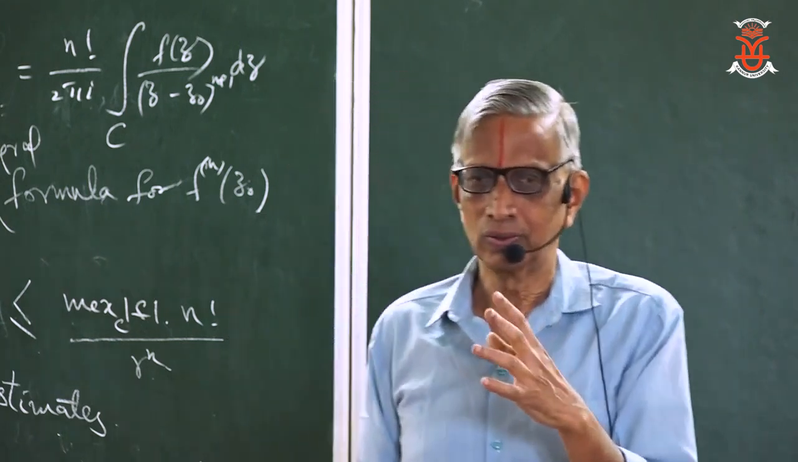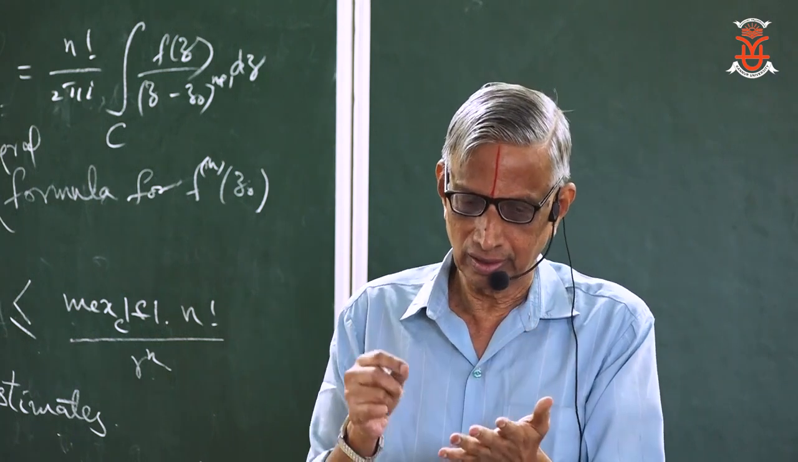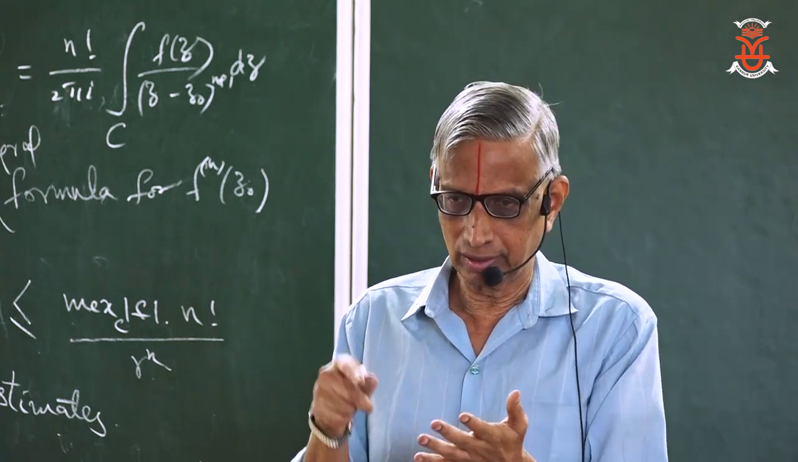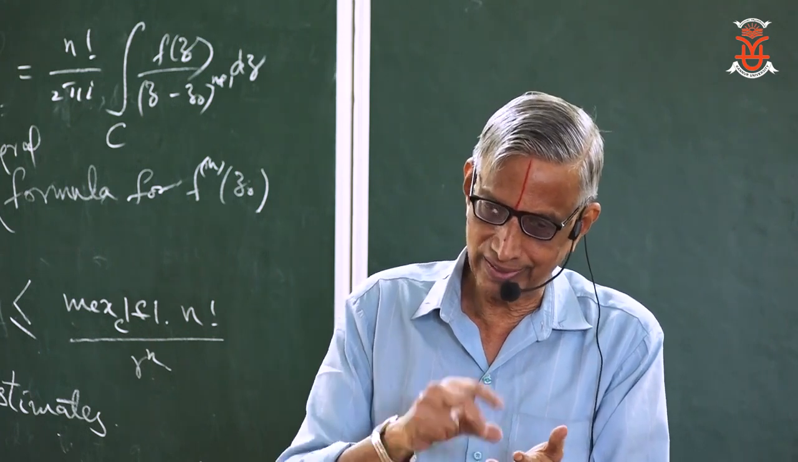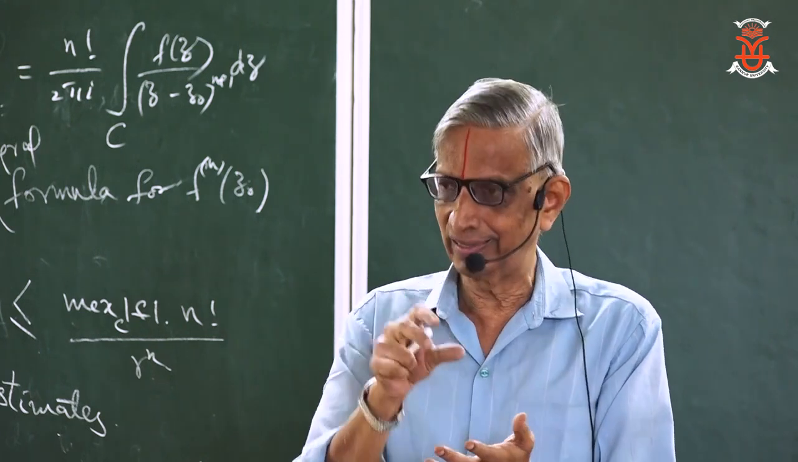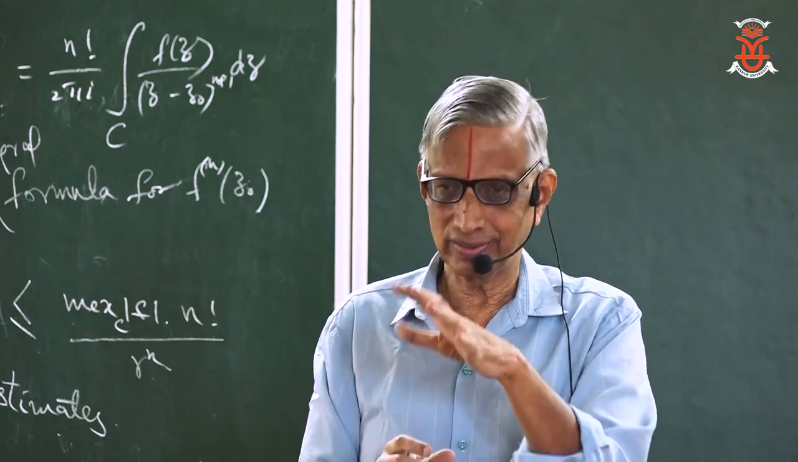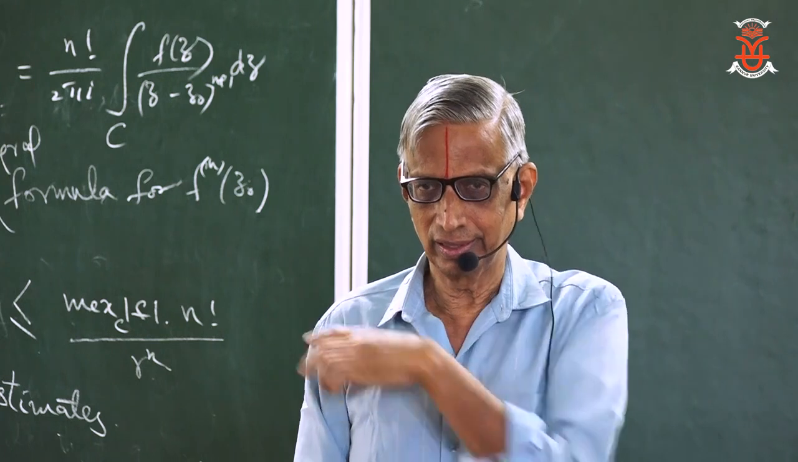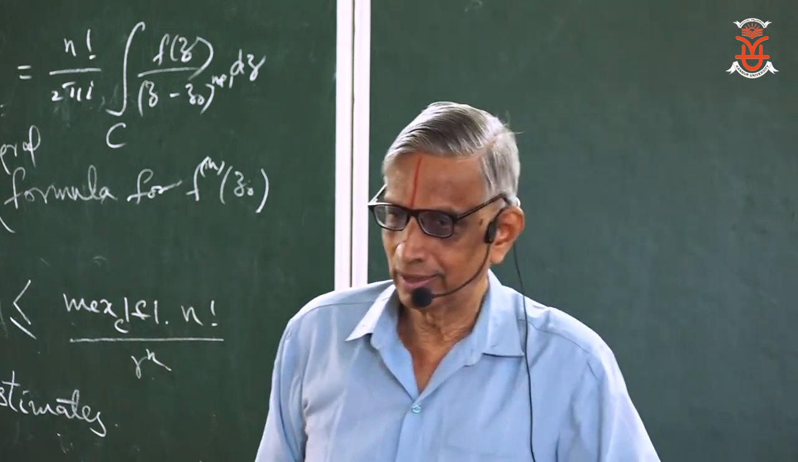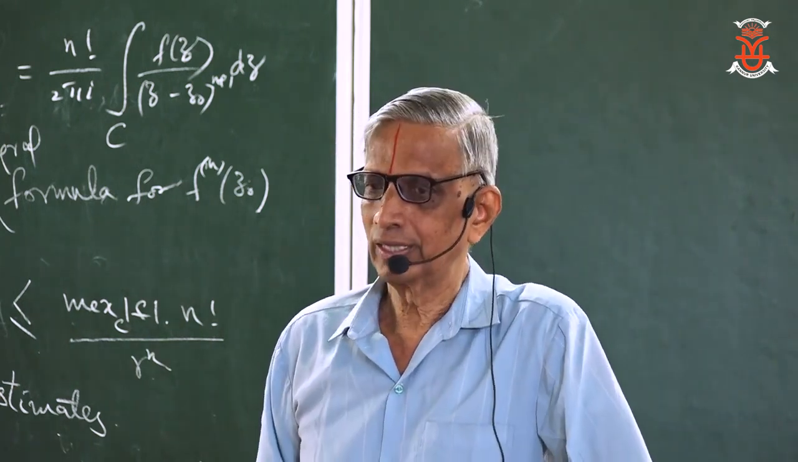So what does this show? The set of all points where this conclusion holds: around each point in that set you have a neighborhood which is contained in that set, right? Which means that set is open. The set of all points where all the derivatives are 0 is an open set.